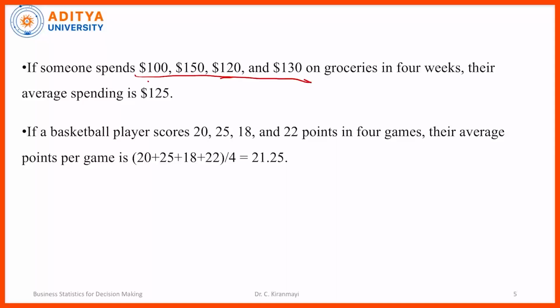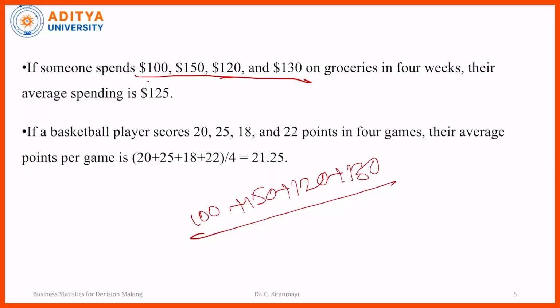One may be interested in knowing per week how much the family is spending. Let me tell you how to calculate: 100 plus 150 plus 120 plus 130. In total, we are summing four values, therefore divided by 4, that is sum of observations by number of observations, and this is going to be $125.